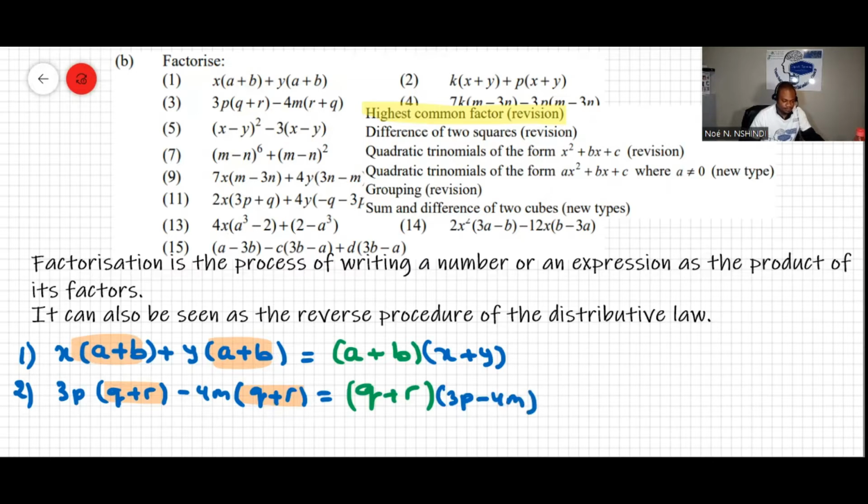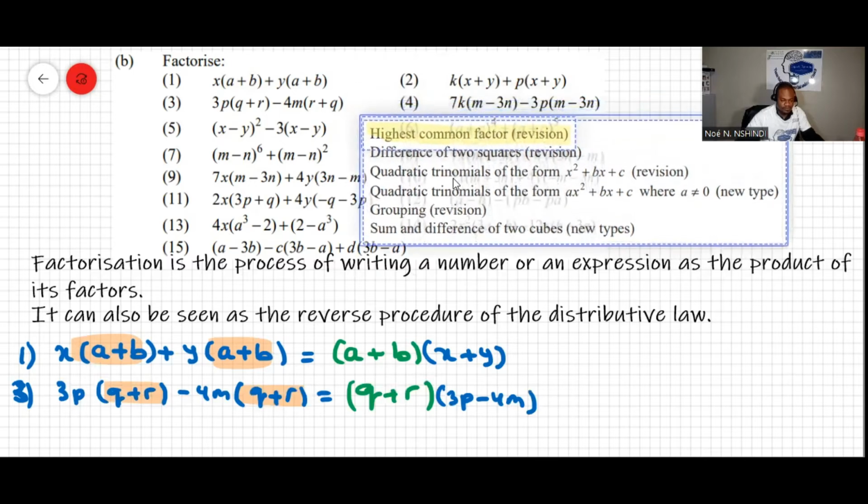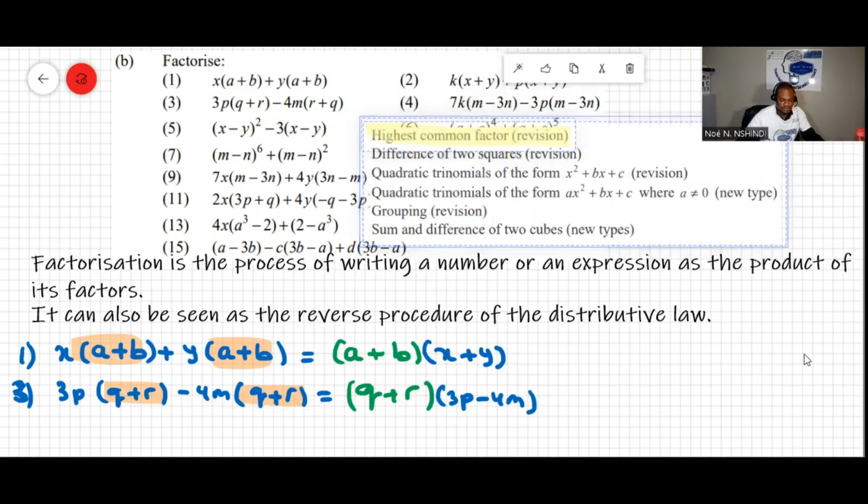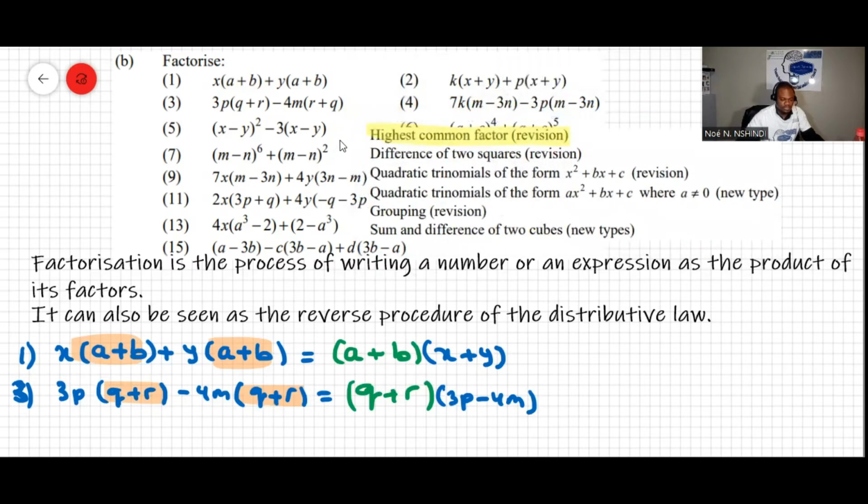That was question 3, and then question 4 is similar to question 3, so I'll leave this one, and then let's do question 5. Question 5, what we have here, x minus y raised to the power of 2 minus 3 open bracket x minus y.